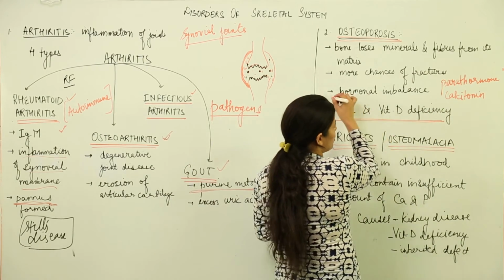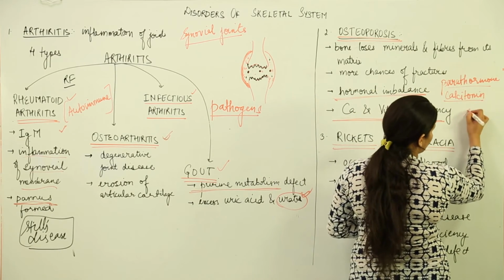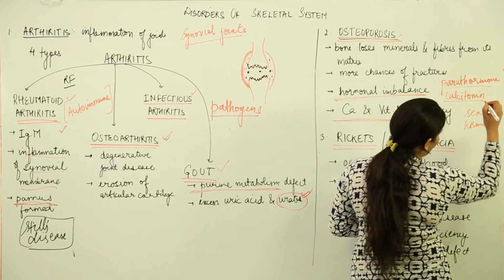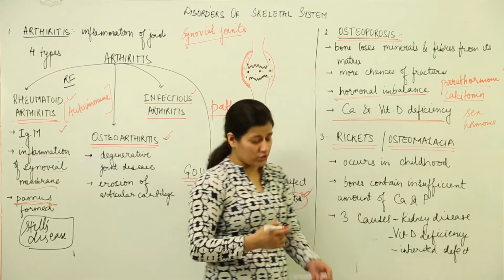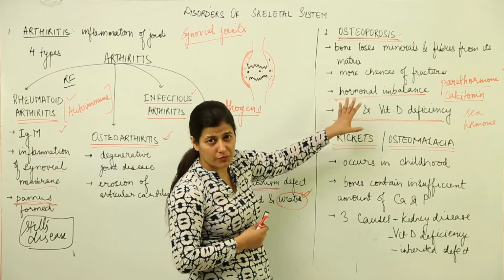And please remember what hormones are involved in it. One is parathormone, the other is calcitonin. Apart from this, there are sex hormones which are involved. And the patients who are for a prolonged period under the treatment of cortisone can also have osteoporosis.